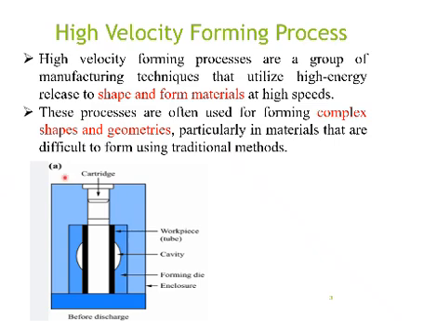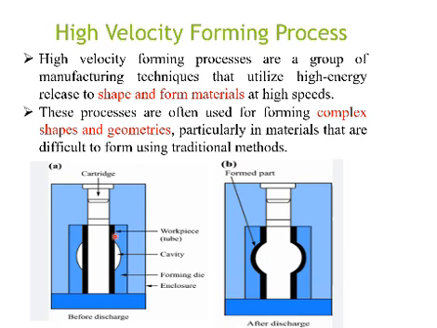When we trigger this explosive, it will generate shock waves which directly impact this workpiece, and this workpiece will directly deform or transform into the die cavity. Here we see the workpiece is directly changed into the shape of the die.